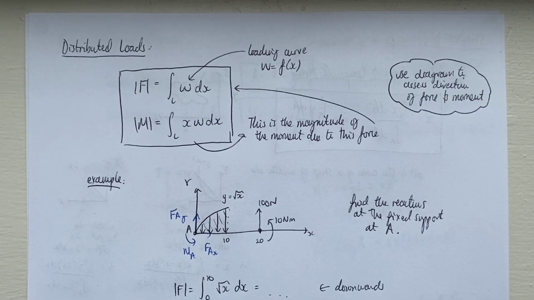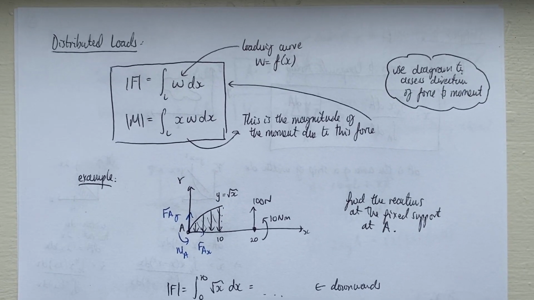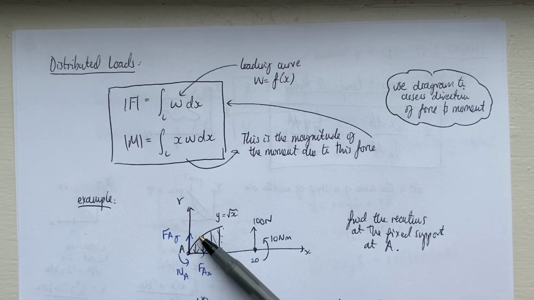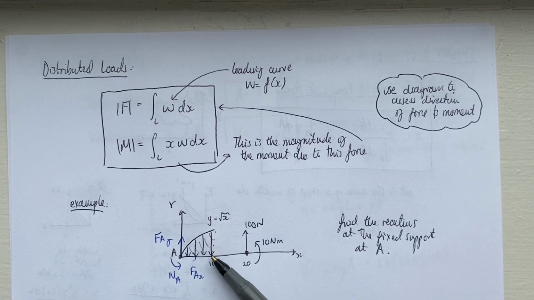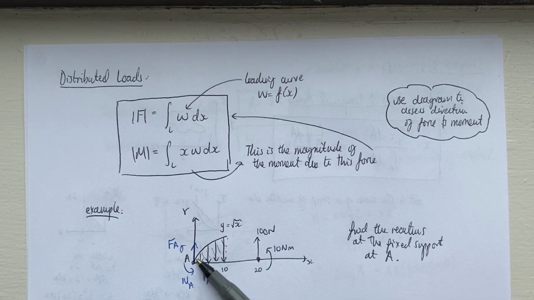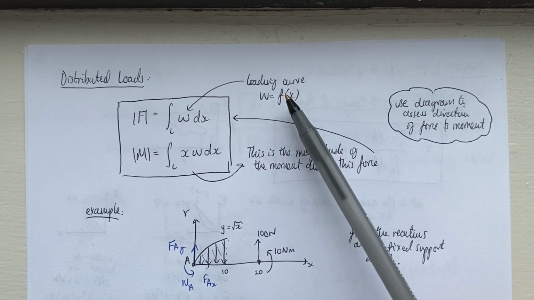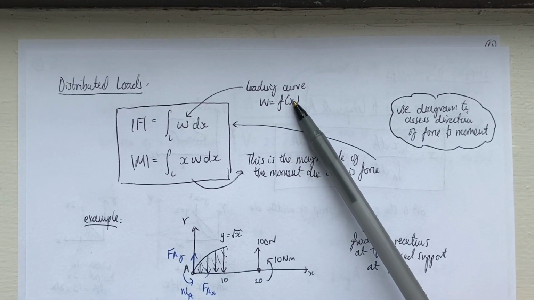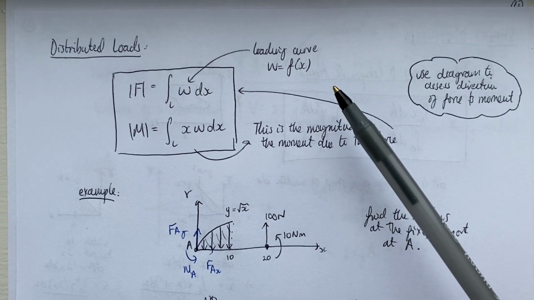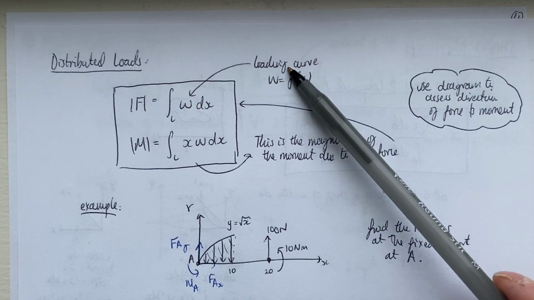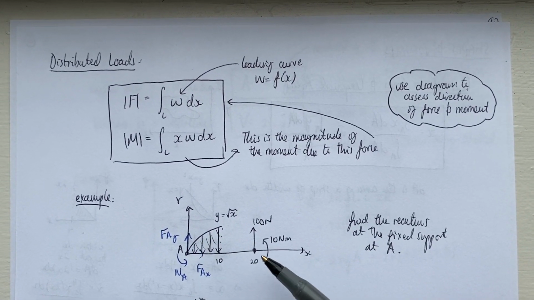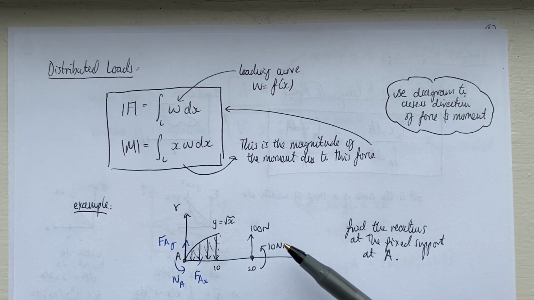And typically what we have is some shape of the distributed load, right? We call how that shape is described with this notation w, which is some function of x, and that's called the loading curve. So that loading curve tells us how this load is being distributed over some member, right?